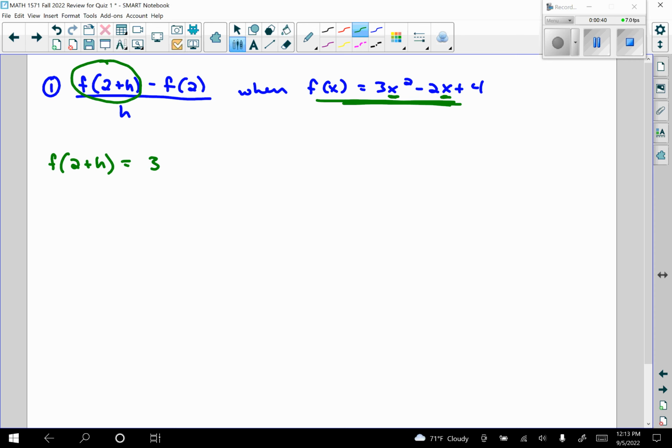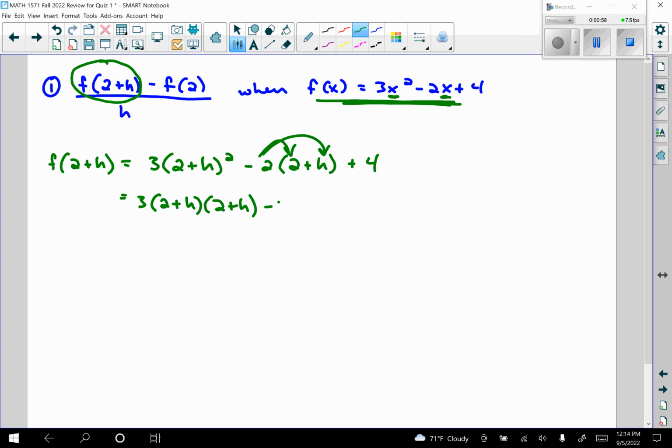So first we get 3 times the quantity 2 plus h squared minus 2 times the quantity 2 plus h plus 4. So what we want to do here is multiply this binomial by itself. So now just showing step by step, this is what it's going to turn into. The next part, we can actually go ahead and distribute a negative 2. So we're going to get a minus 4 minus 2h and then plus 4.